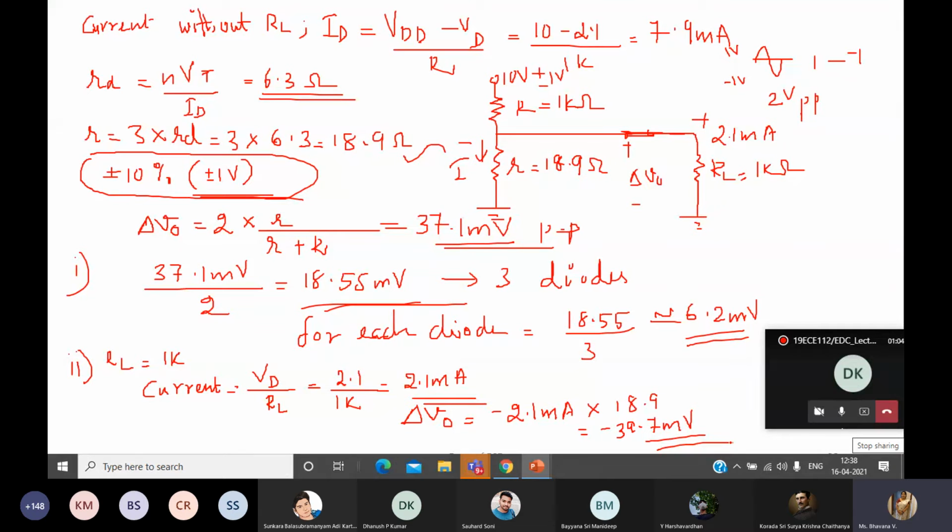This is for three diodes. For each diode, what will be the change in output voltage? Divided by 3. Delta V naught for each diode is equal to? Ma'am, that V naught is also different. This is two parts, read the question. One is without RL and another is with RL, which is equal to minus 13.2 millivolt. Is this clear to you?